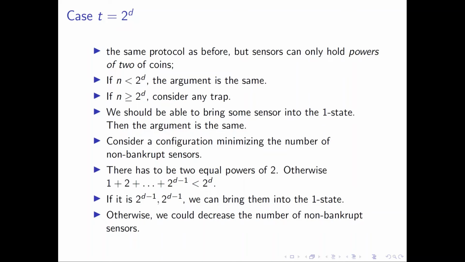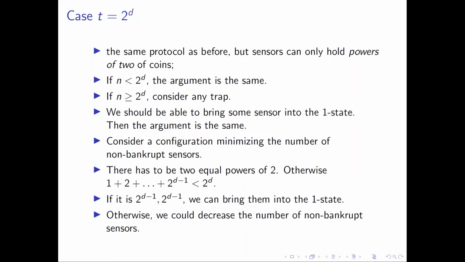Okay, so the argument is twofold again. If n, the number of birds, is smaller than the threshold, which is 2^d, then the argument is the same as before: nobody can ever come into the one state, because the total number of coins is preserved throughout the protocol. To come into the one state, you need to see at least 2^d coins, and you have less than this. So this is easy.